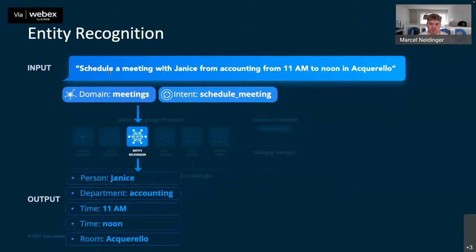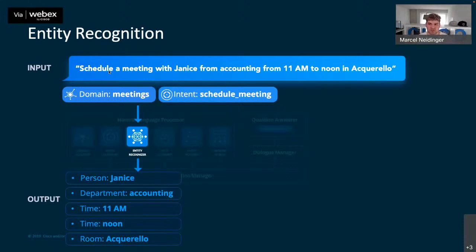Now we need to do something called entity recognition. Entities are anything special or variable within our string here. For example, Janice from accounting is basically two entities: Janice is a person, and accounting is a department. Then we also have two timestamps in there, 11 a.m. to noon, and we also have Aquarillo. These are things that would obviously change every time you write a different query.